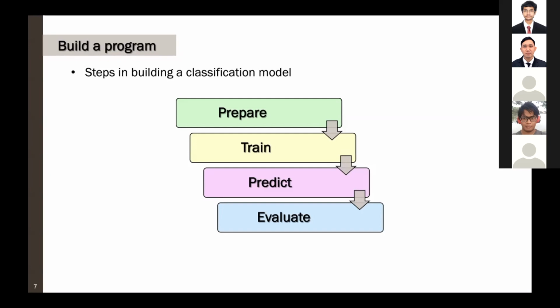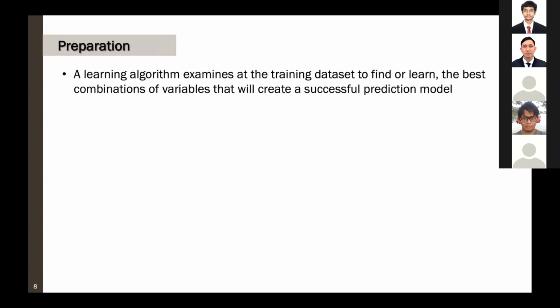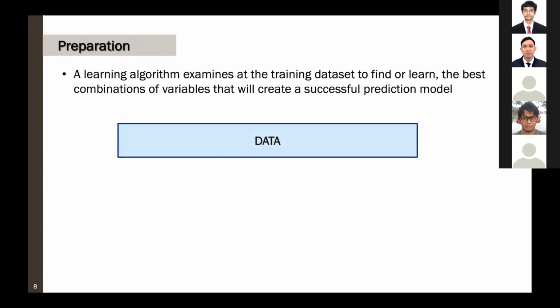Okay, this is the overview of the steps, but when we go into the detail, we can see how the program works to build a program. Start from the preparation of the data. From the raw data that we already have, we need to split them into two groups. Group one is the train data.